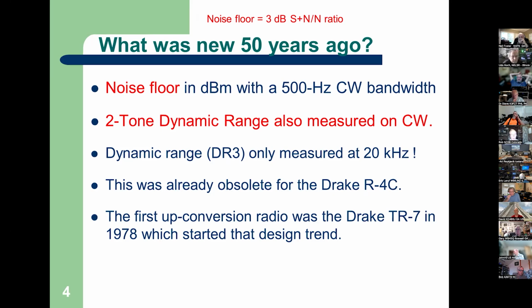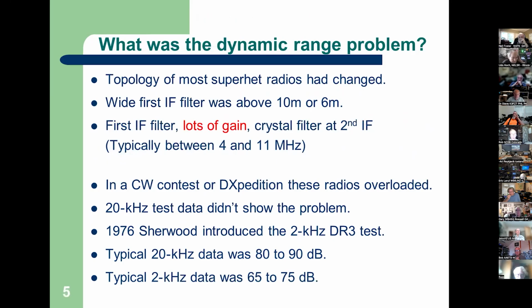And then not long after that, in 1978, possibly the TR7 was the first up-conversion radio, meaning the first IF was above 10 meters or above 6 meters. And that typically had a roofing filter 15 kilohertz wide, which is twice as wide as the R4C that already had a problem. So what was the problem? The topology changed. We had a wide first IF filter and lots of gain. The crystal filter that would provide the second IF filtering was usually between 4 megahertz and 11 megahertz.